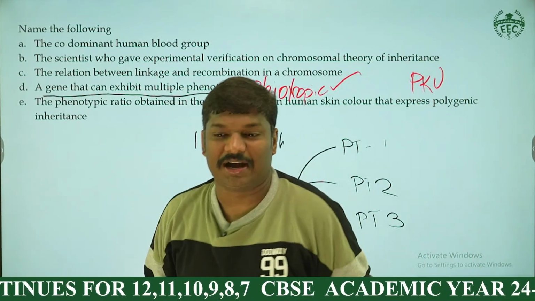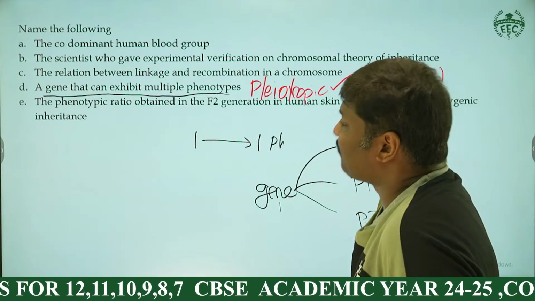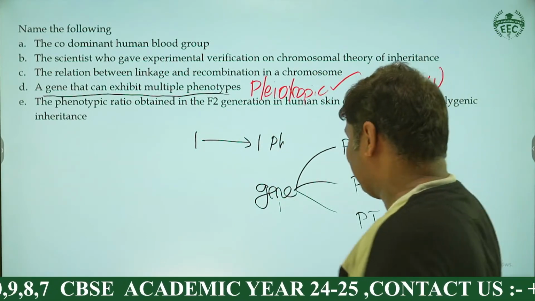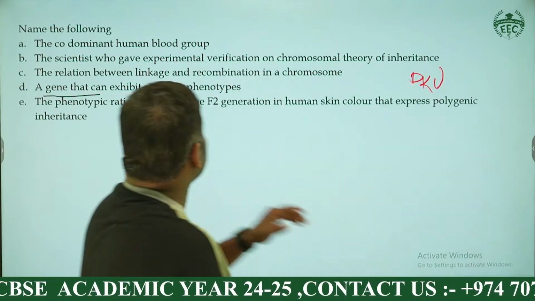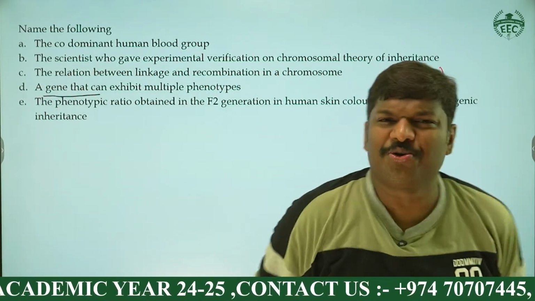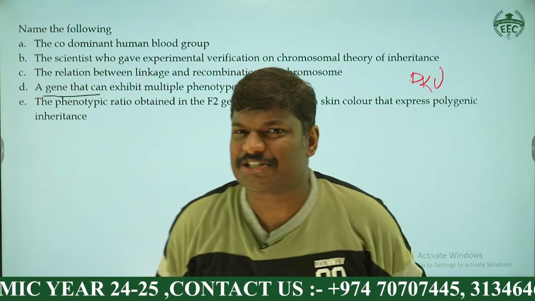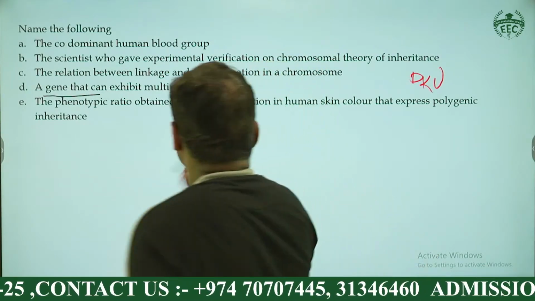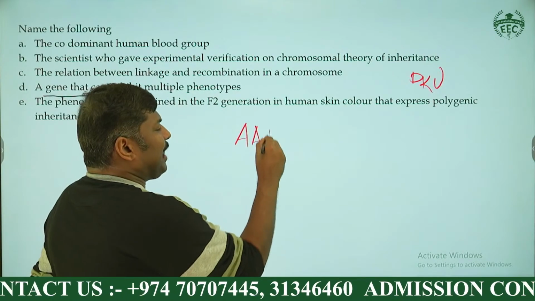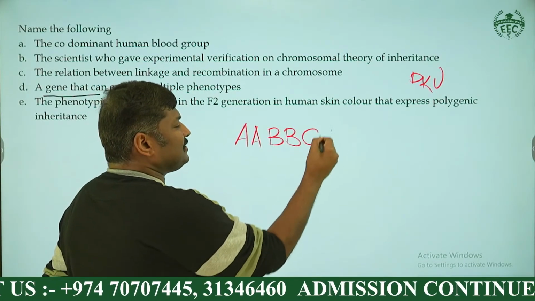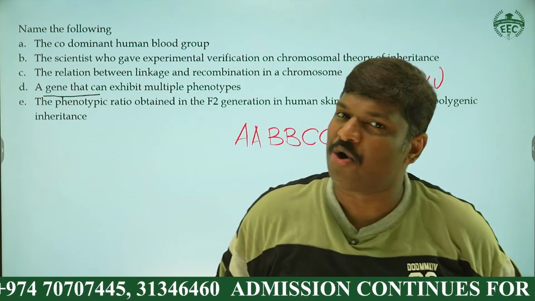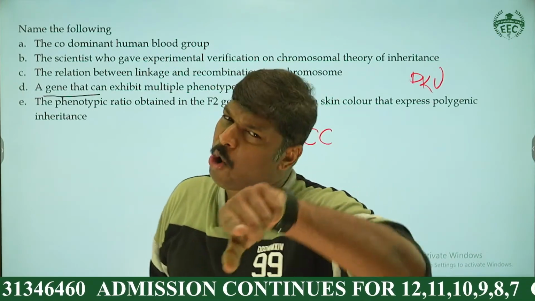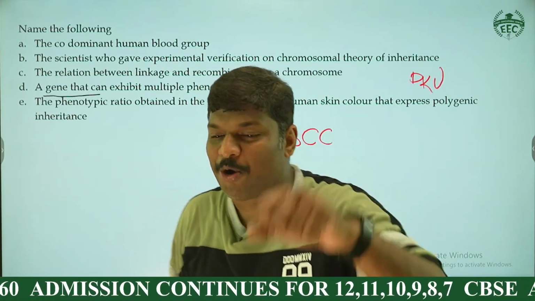What is the last question under that particular category? Name the following: the phenotypic ratio obtained in the F2 generation in human skin color. That is also an important question, my dear student. The ratio is not discussed in your textbook, but at the same time, polygenic inheritance is very important. For example, capital A, capital A, capital B, capital B, capital C, capital C. Is it one gene? No. Is it two genes? No. It is three genes, many genes, one character. The opposite of pleiotropy is called polygenic inheritance.